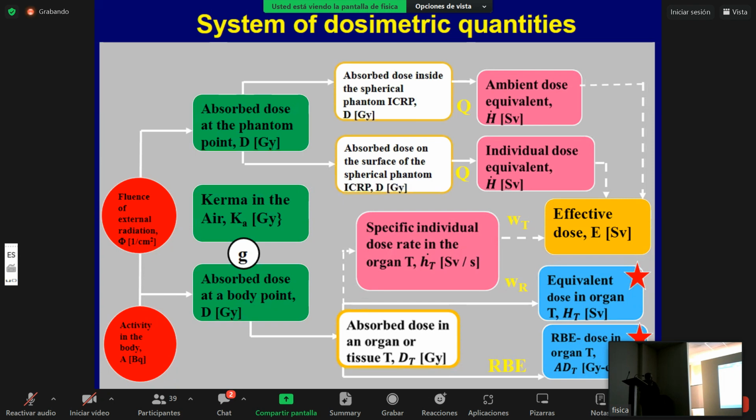And white color, probably not white, indicates basic equidosimetric values.